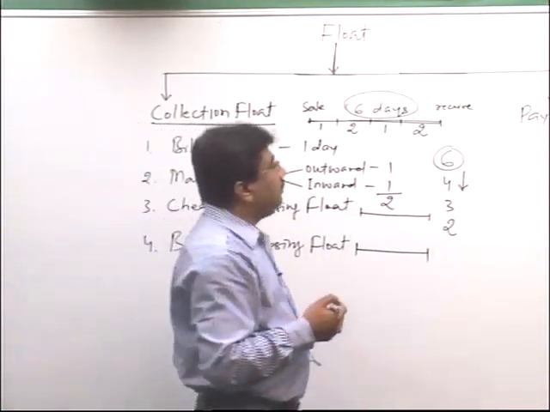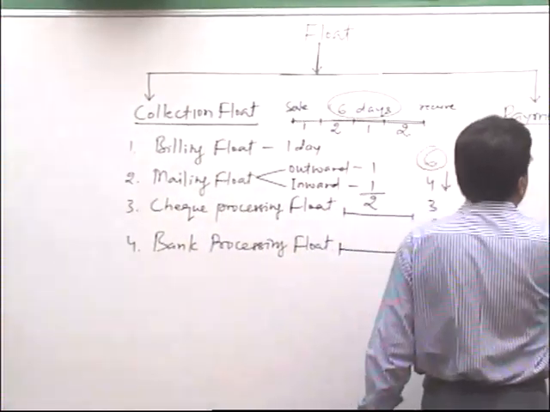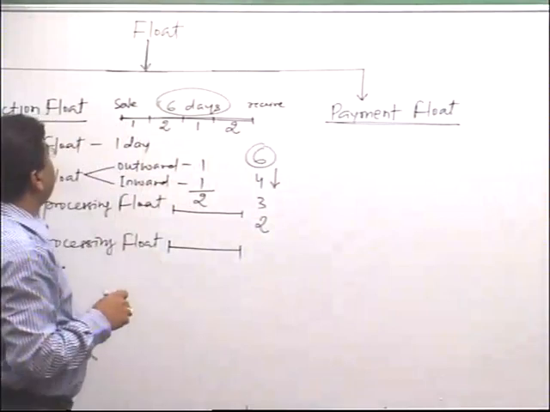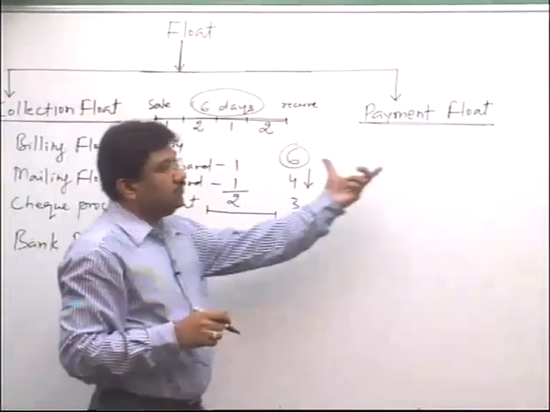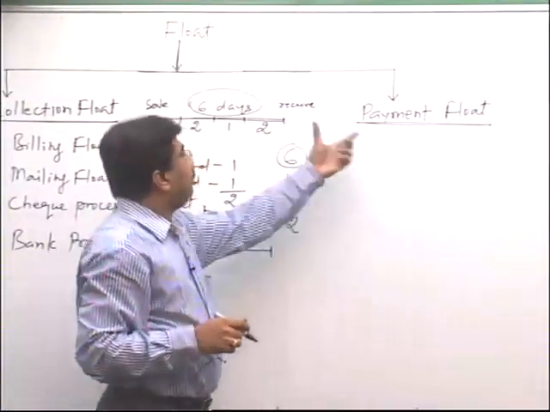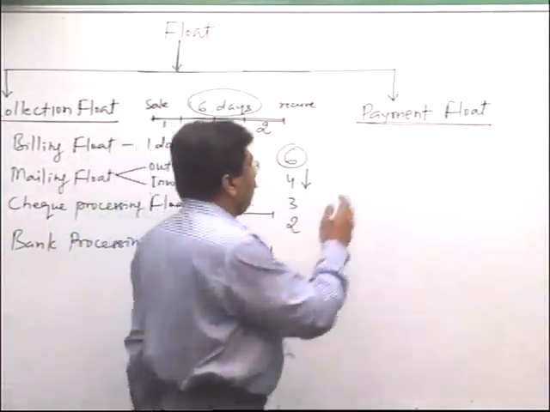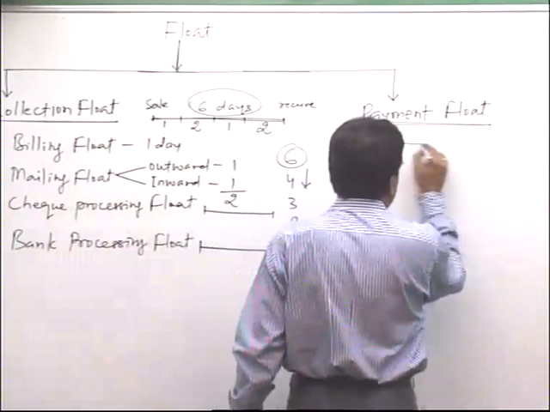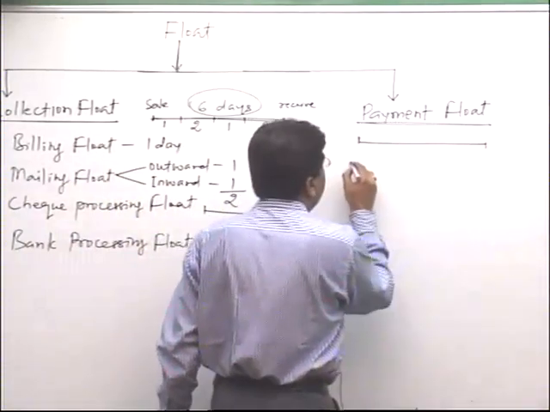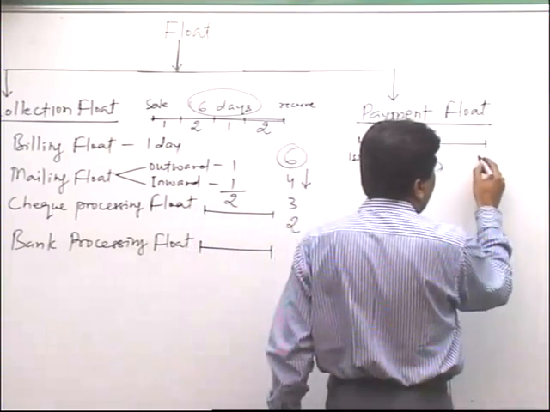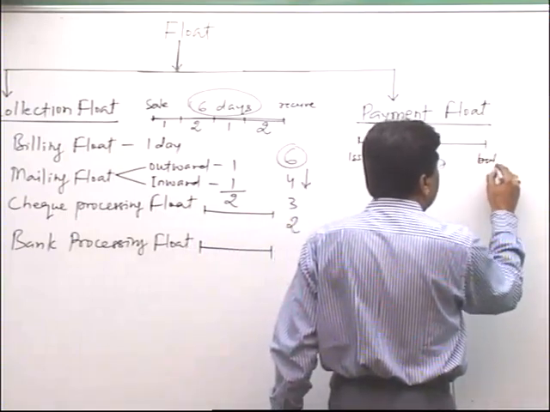Now next is payment float. Just like collection float, payment float also has a time gap. So payment float is one type of float, where there is a time gap between two events. Now payment float means the time gap between the day on which you issue the check and the day on which actually your bank balance is reduced by the bank.